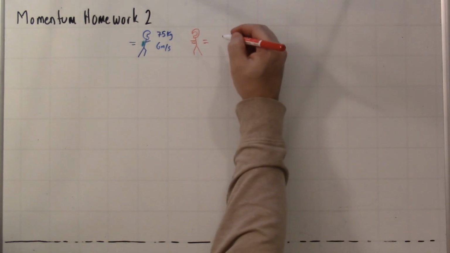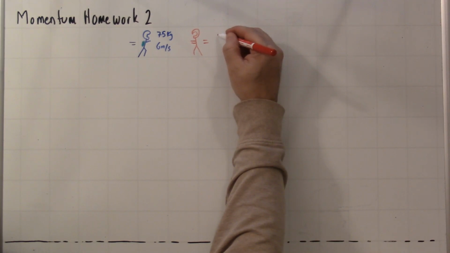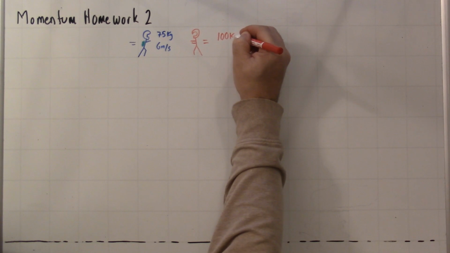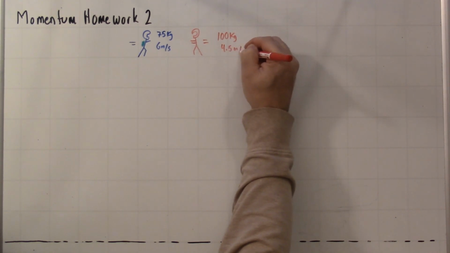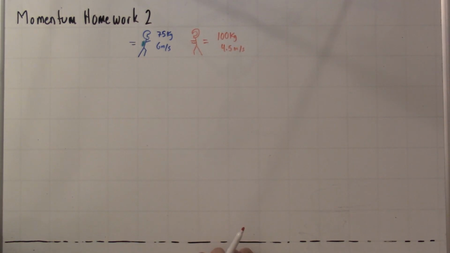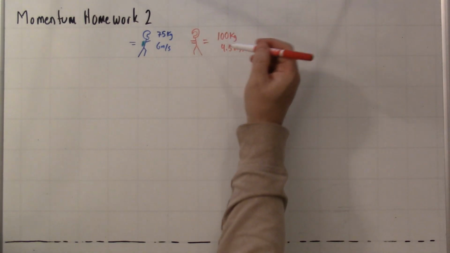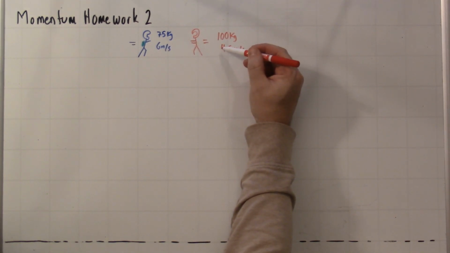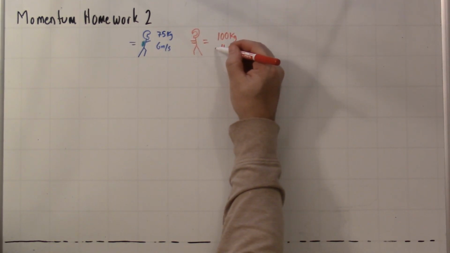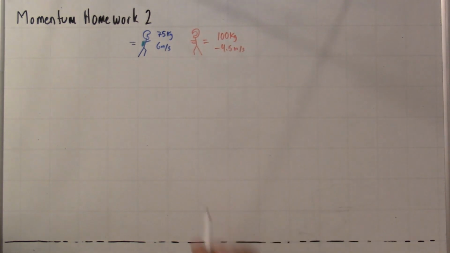So he's running this way, and his stats are that he is 100 kilograms, and he's running at 4.5 meters per second. Now, if you're paying close attention, you know this is a problem about momentum. This guy's running to the right, so his speed is 6 and his velocity is positive 6. This guy's running to the left, his speed is 4.5, but his velocity is negative 4.5 because he's moving to the left. That's probably going to be important.